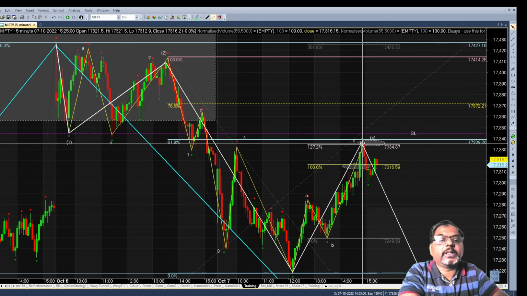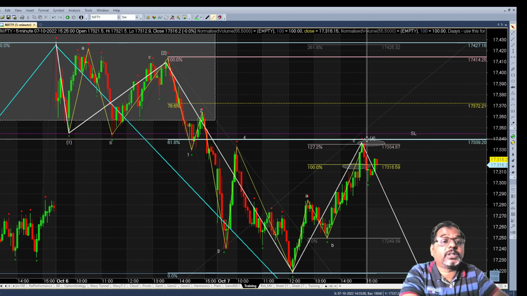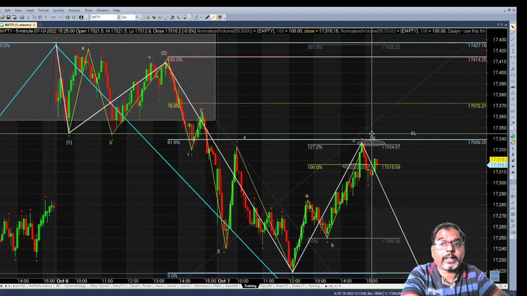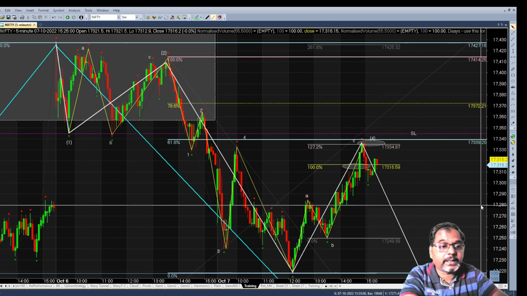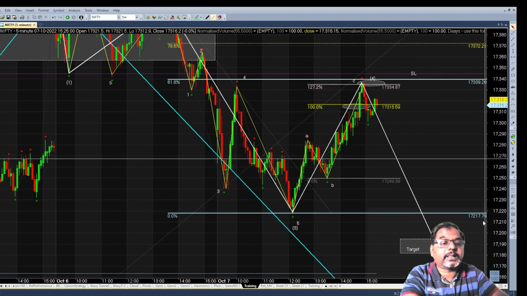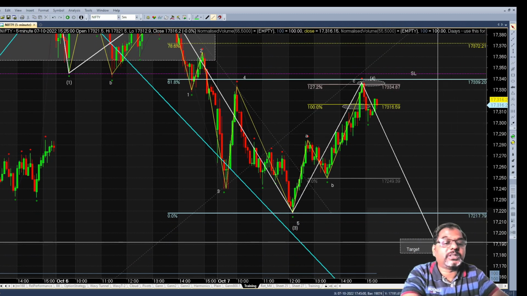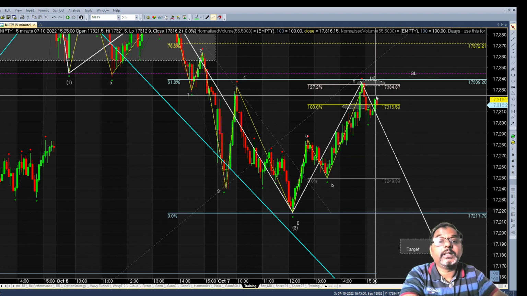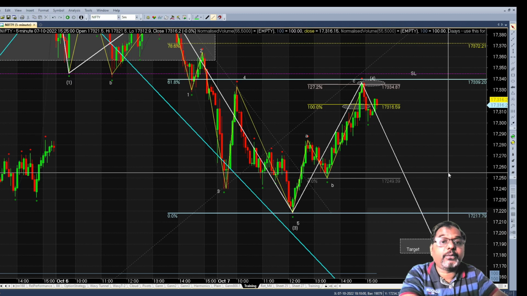And if you really look at it, this was shorted at 17,335 with a stop loss of 17,345. We are on 5 minutes, and for that the target is all the way to 17,190, which is near about 145 points. 145 points of reward for a risk of 10 points, which is 14 times reward to risk.